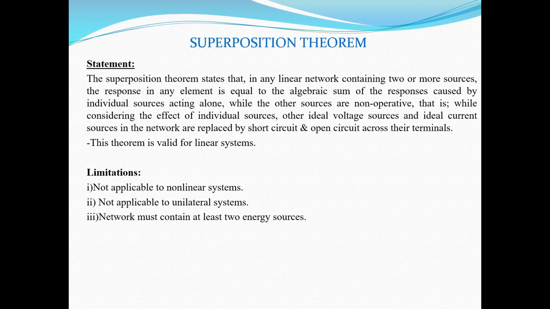If we try to understand the meaning of this statement in simple words, in superposition theorem, whenever there are two or more than two sources, what is the meaning of source? It may be a voltage source or current source. So for example, there may be two voltage sources, two or more current sources, or one voltage source and one current source can also be considered as two sources.